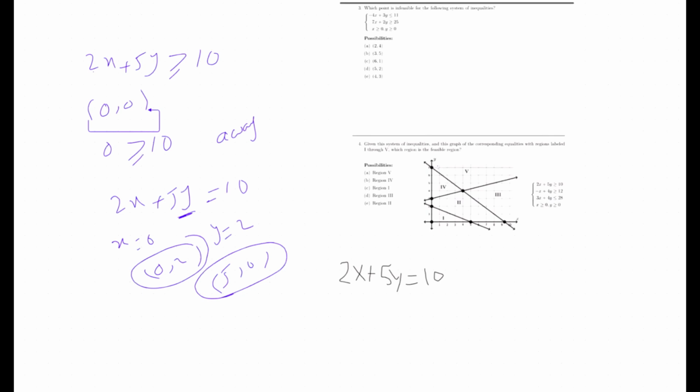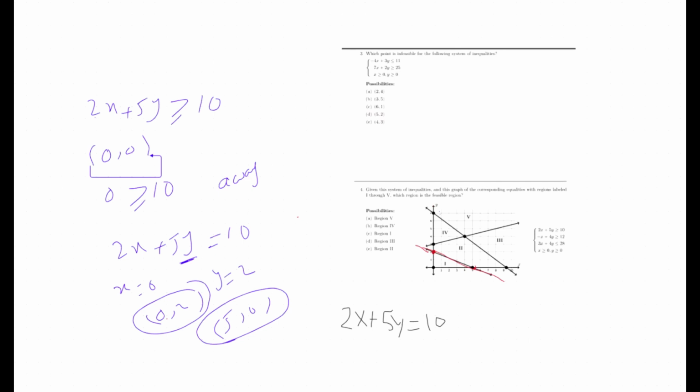Now look at these points. If we draw these points, 0, 2 is right over there, and 5, 0 is right over there. So this is the line. Just coincide these points. So this is the line, right? So that's the first inequality. And the test point says that the shaded portion is away from the origin, right? So it will be something like this. This is the shaded portion for this inequality.